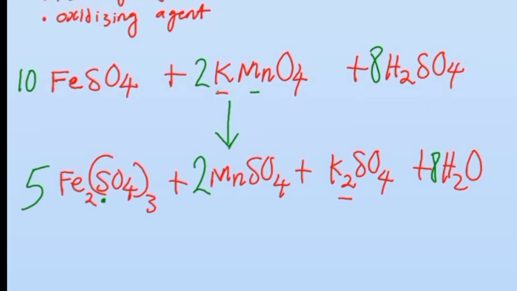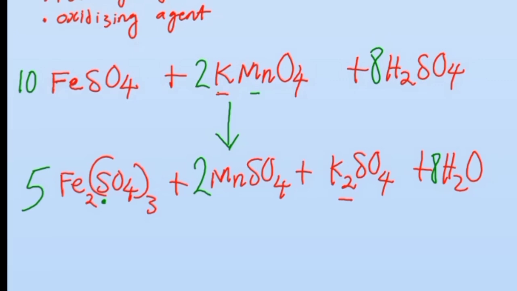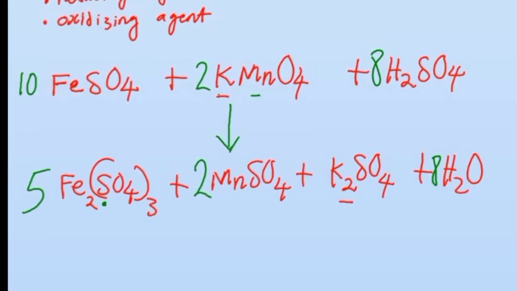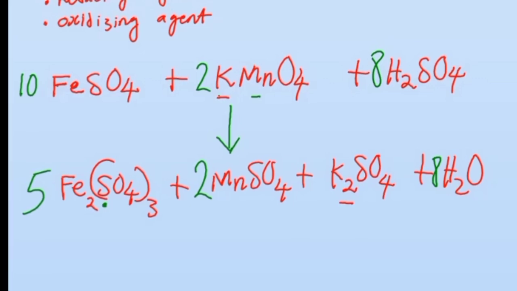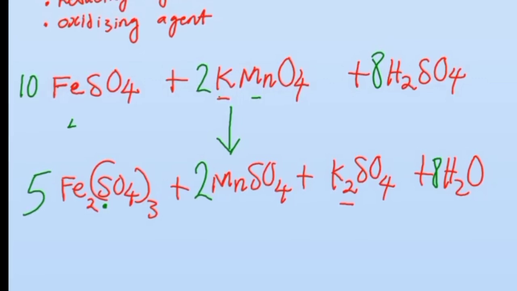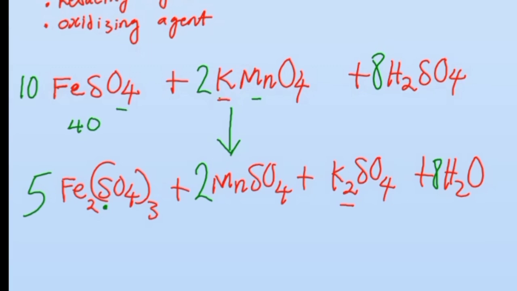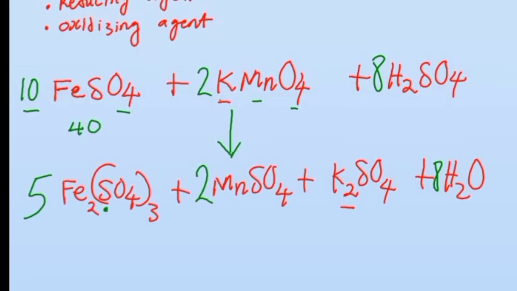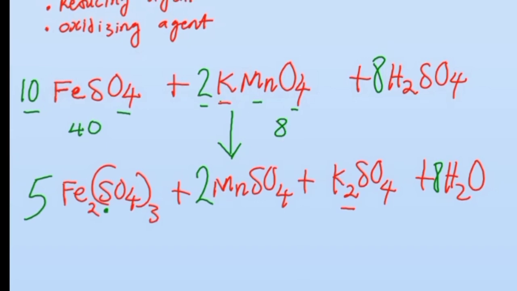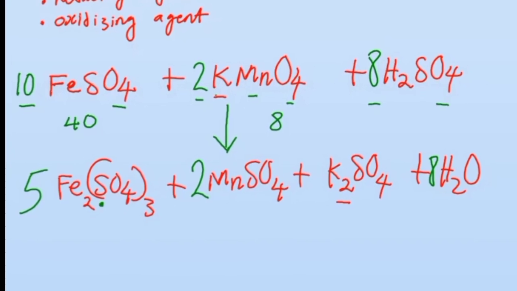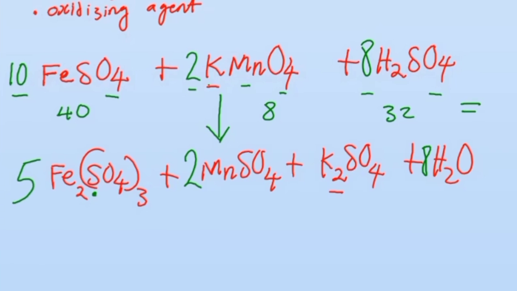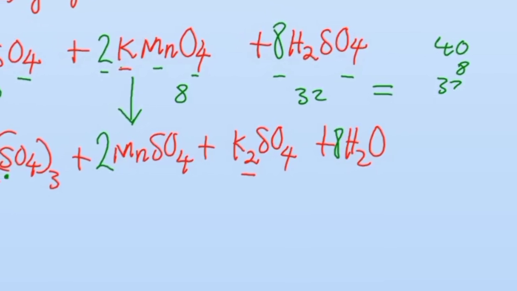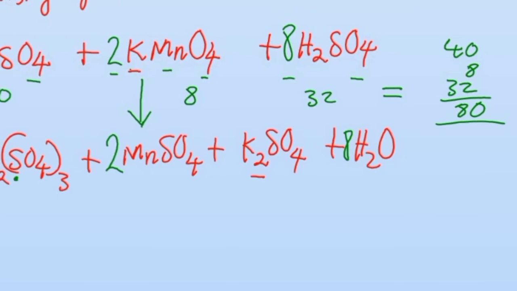Let's see if oxygen is balanced. I think it's balanced anyway, since we've been following decreasing electropositivity order. So I have 10 times 4 here, which is a total of 40. That's oxygen, 4 times 10, 40. Then oxygen here we have 4 times 2, which is 8, plus oxygen here we have 8 times 4, which is 32. What is 40 plus 8 plus 32? That should give us 80.